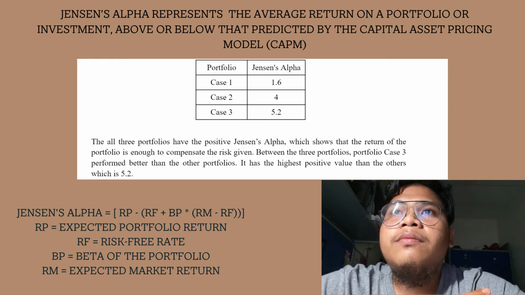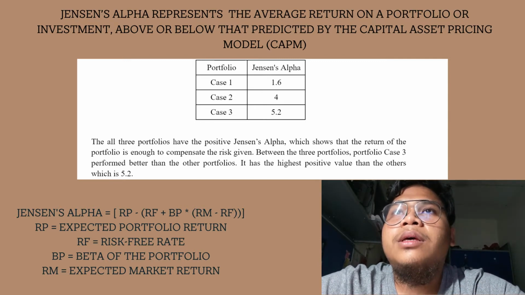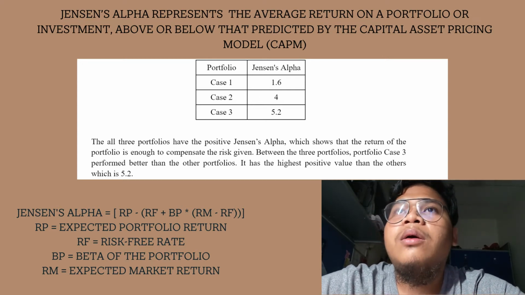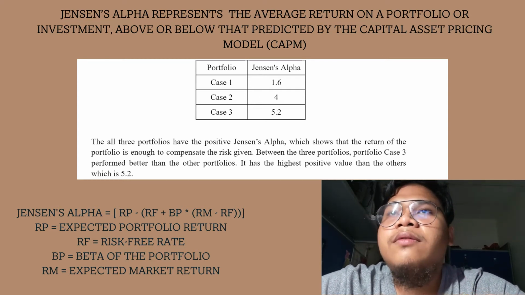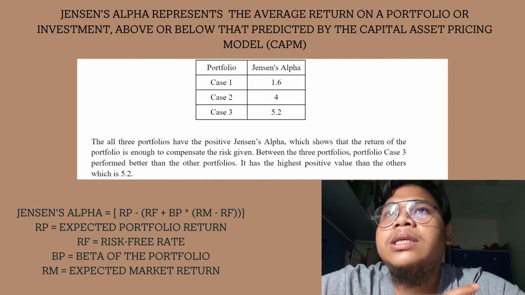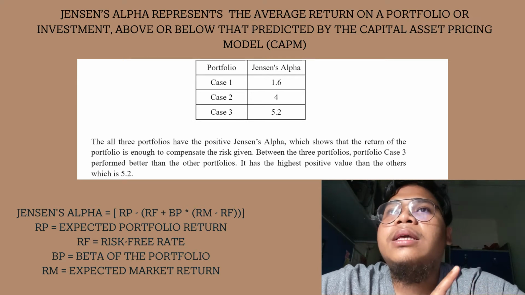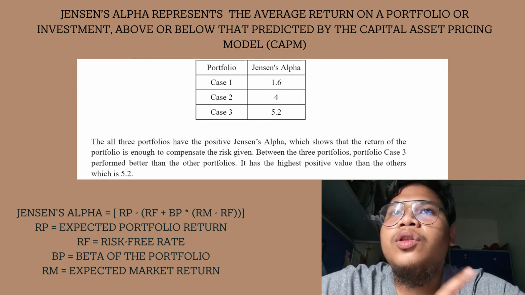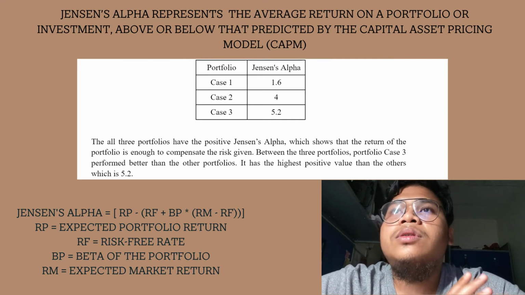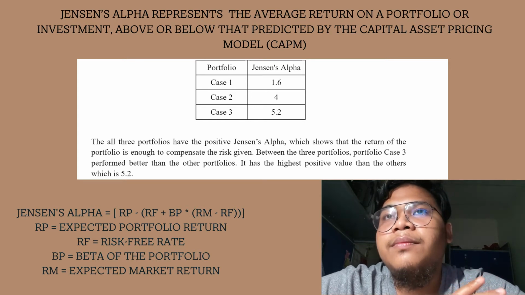For the second question, the result is in the table. Case 1 has a Jensen alpha value of 1.6. For case 2 the Jensen alpha value is 4, and case 3 is 5.2. So all 3 portfolios have a positive Jensen alpha, which shows that the return of the portfolio is above the CAPM and enough to compensate for the risk given.